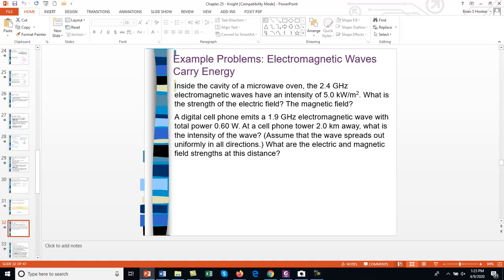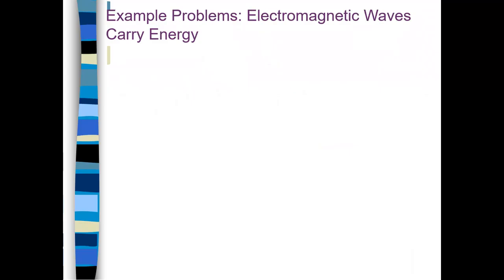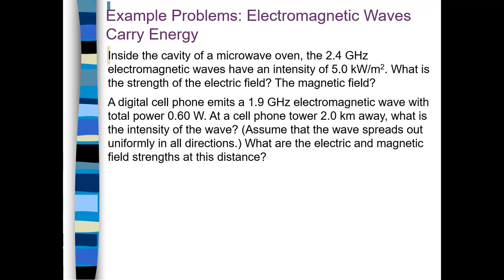Okay, so we have a digital cell phone, and it has a total power of 0.6 watts. It emits at a frequency of 1.9 gigahertz, which is something we don't need. And at a cell phone tower 2 kilometers away, we want to know what the intensity of the waves is.